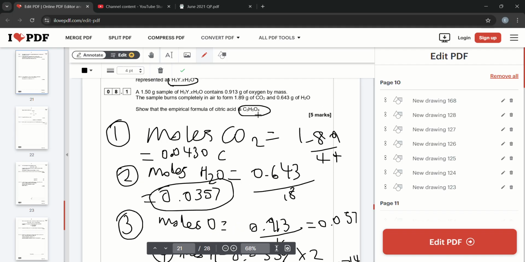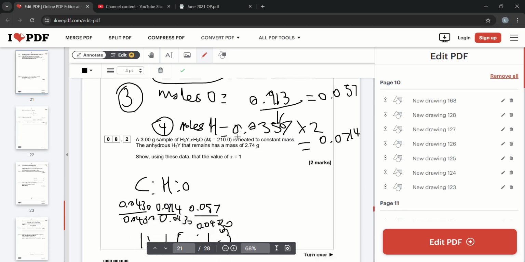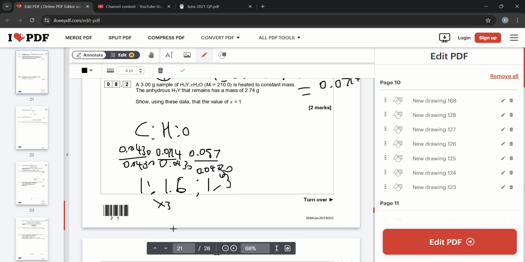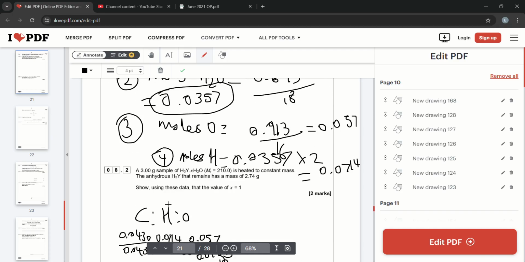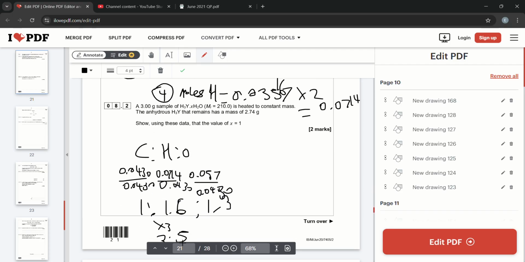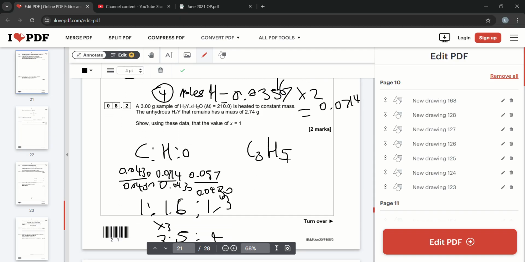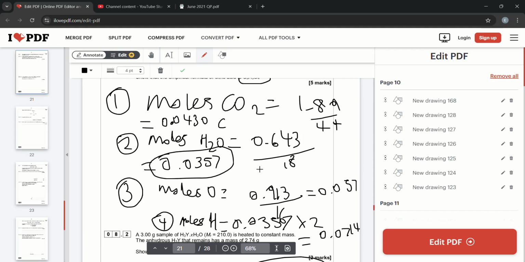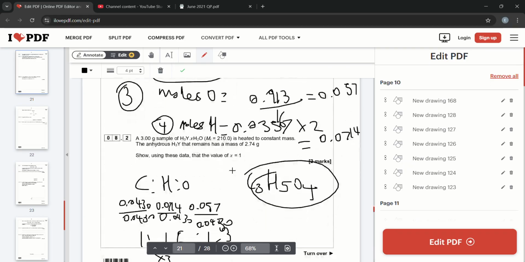Now we're trying to get C3H5O4, so all we're going to do is times by 3. If we times by 3, we get 3 to 4.8, but since it's pretty close to 5, we'll say 5 to 4. So therefore we get C3H5O4, and we have shown that the empirical formula of citric acid is C3H5O4.